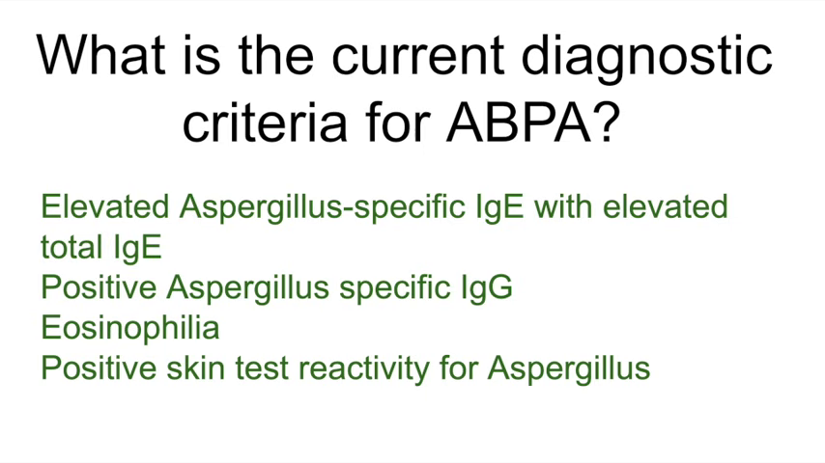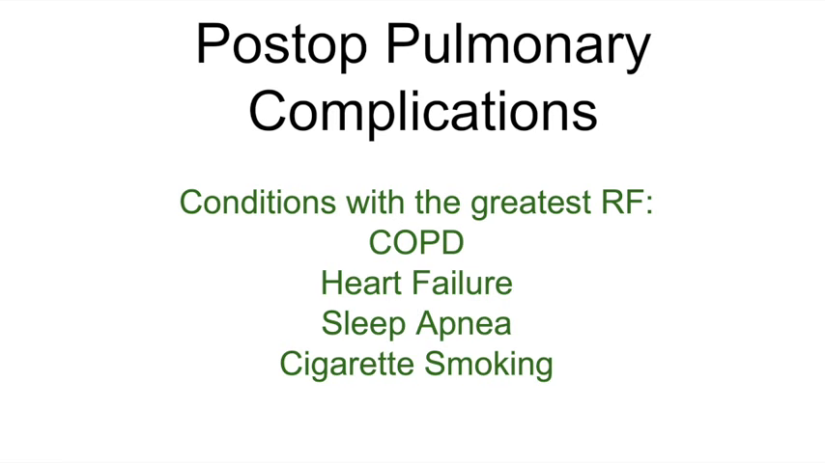So when you think about post-op pulmonary complications, what conditions are associated with the greatest risk for developing them? Well, these conditions include COPD, heart failure, sleep apnea, and cigarette smoking. Post-op pulmonary complications are common after thoracic and upper abdominal surgery due to reduced lung volumes from diaphragmatic dysfunction and splinting. Common complications include atelectasis, infection, hypoxia, and respiratory failure.